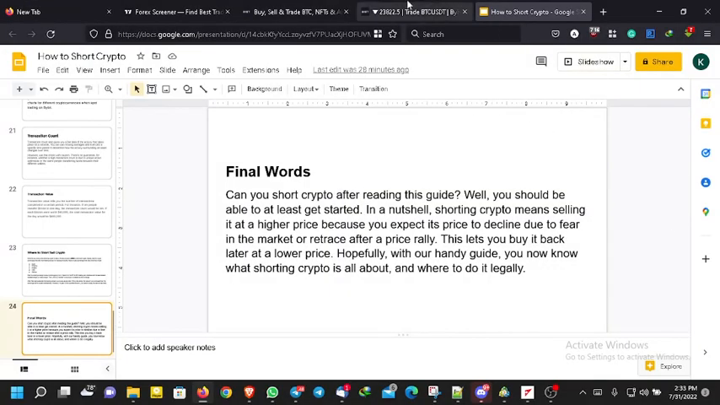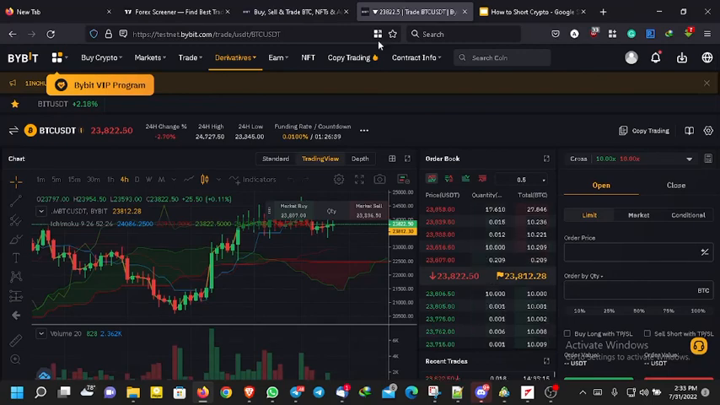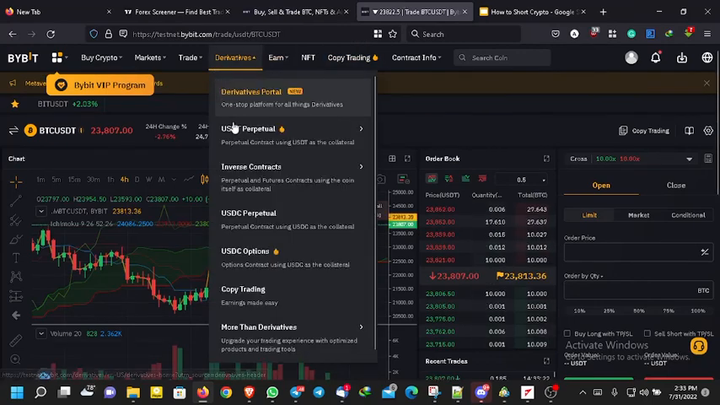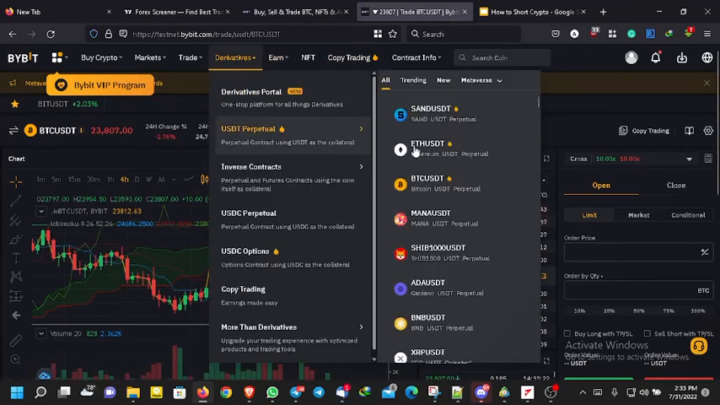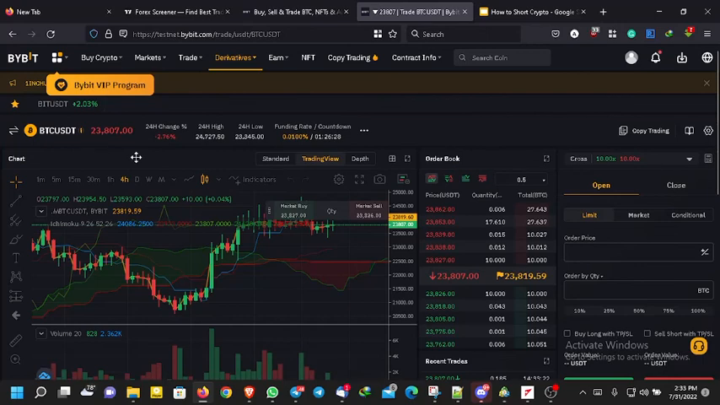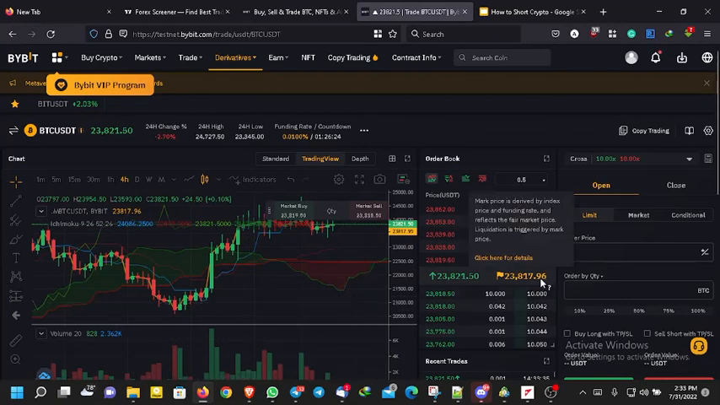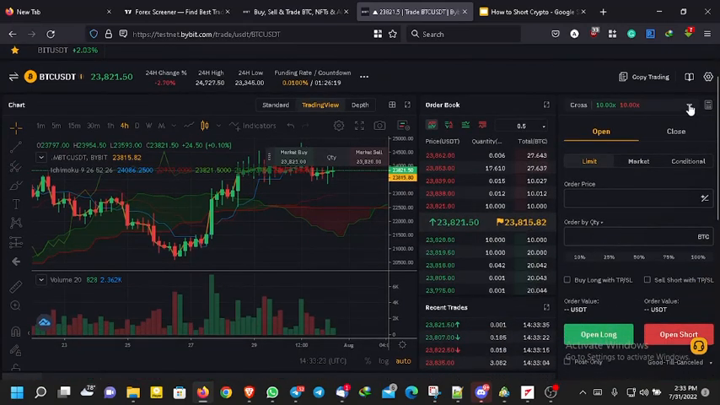Okay, you can short crypto by going to your derivatives. If you have USDT, you then find which crypto you want to short, then just click on it and it takes you to this page. You can add your indicator or price action tools in order to trade Bitcoin or any crypto you want to trade.